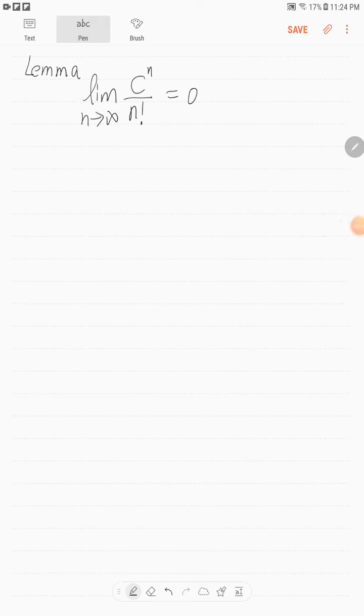The limit as n approaches infinity of c to the n over n factorial is equal to 0. Here c is any number. This limit means that n factorial grows faster than c to the n. So now let's look at the proof.